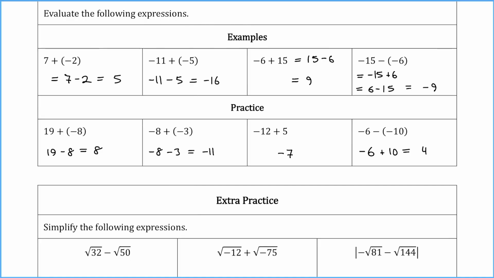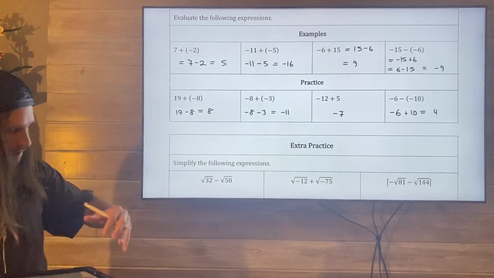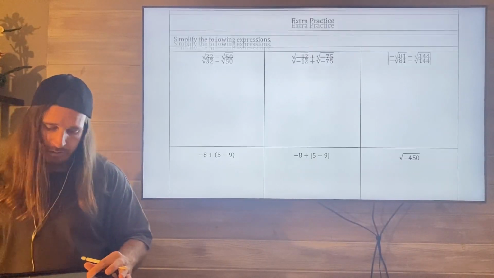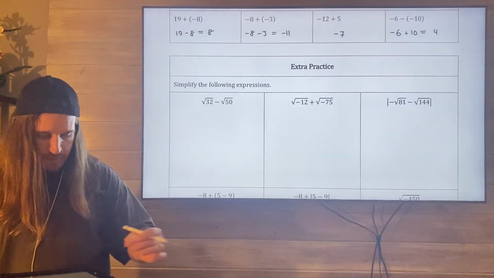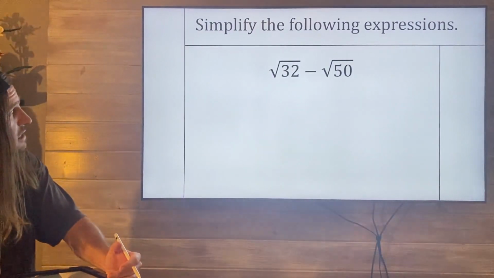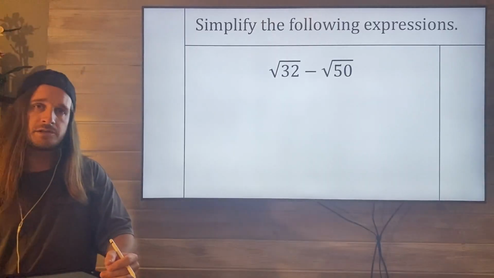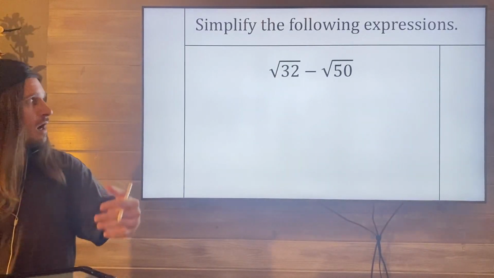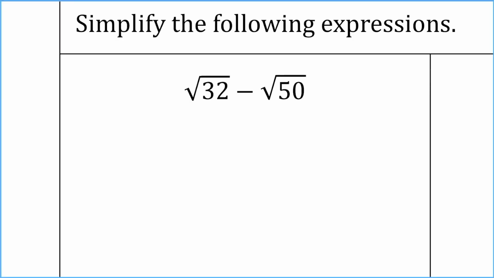All right. And that brings us to what I called extra practice. Simplify the following expressions. So here's some other problems you may face in your class. Root 32 minus root 50. We're going to simplify those the same way we simplified them before. 32 is not a perfect square number, but it is divisible by 16. 32 is the same thing as 16 times 2. 50 is the same thing as 25 times 2.